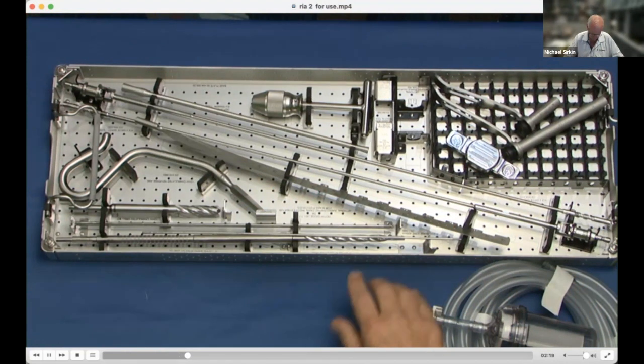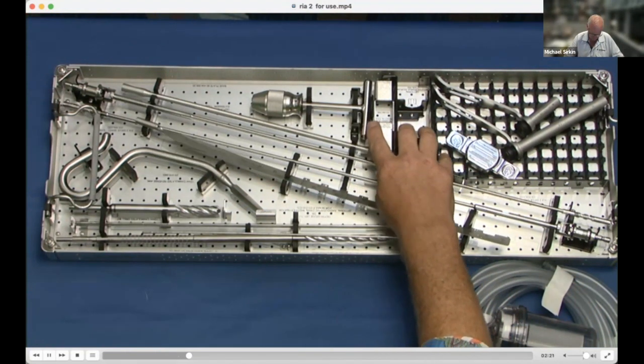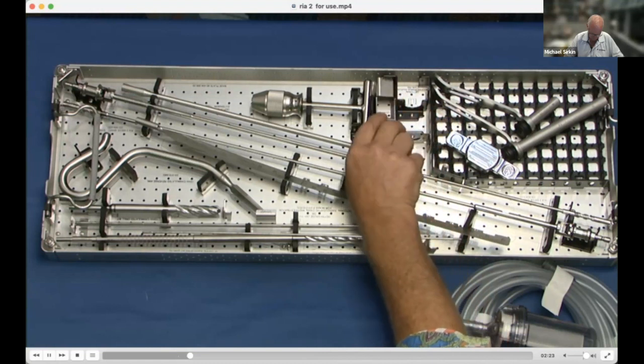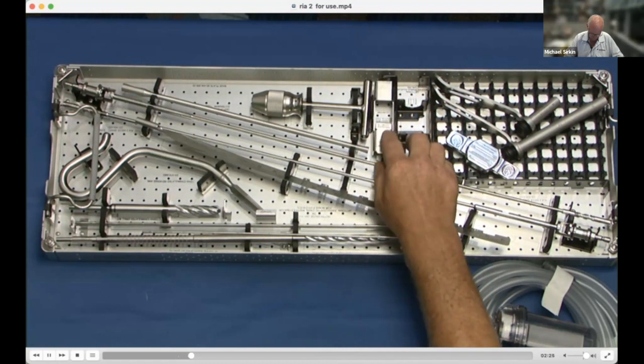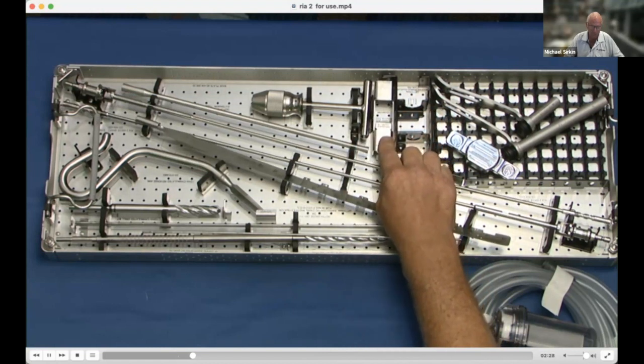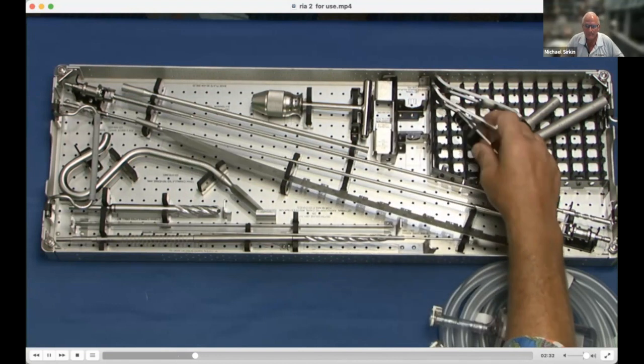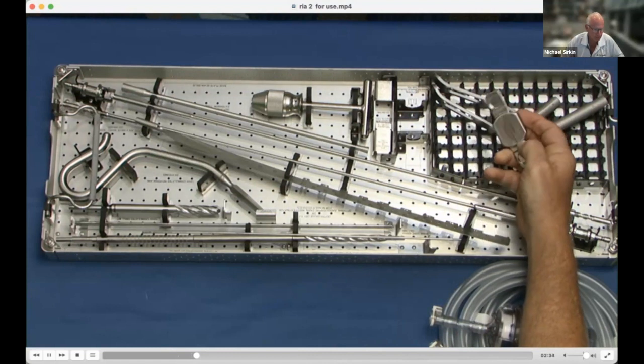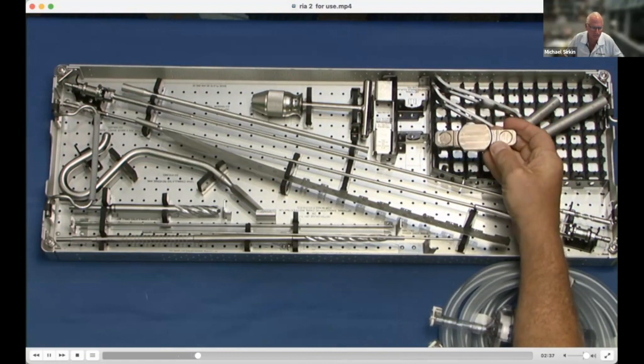In addition to that, we have a T-handle for your guide wire, and we have this device here, which we can show you how to use, which is to remove the RIA head off of the reaming drive shaft. In addition, there is this piece, which I will show you how to use. This is used to get your graft out.